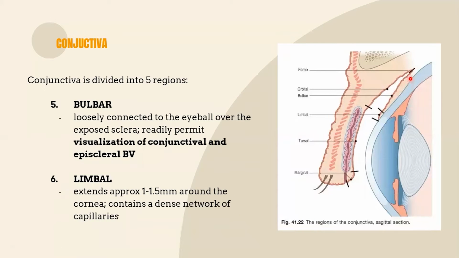Next is the bulbar conjunctiva. This is loosely connected to the eyeball over the exposed sclera, and it is thin and transparent, and it readily permits visualization of conjunctival and episcleral blood vessels. Lastly is the limbal conjunctiva that extends approximately 1 to 1.5 millimeters around the cornea. This contains a dense network of capillaries.